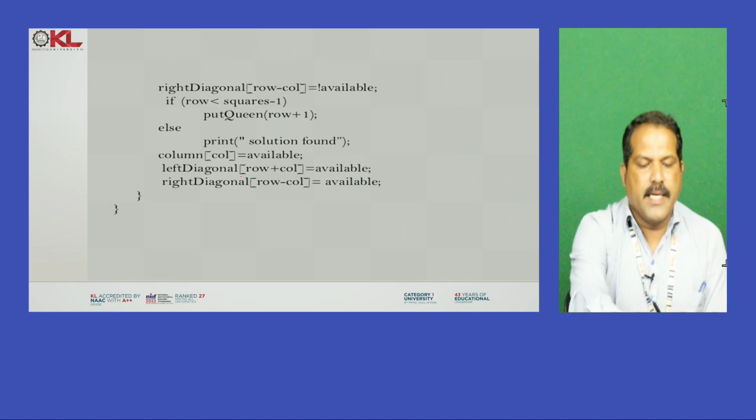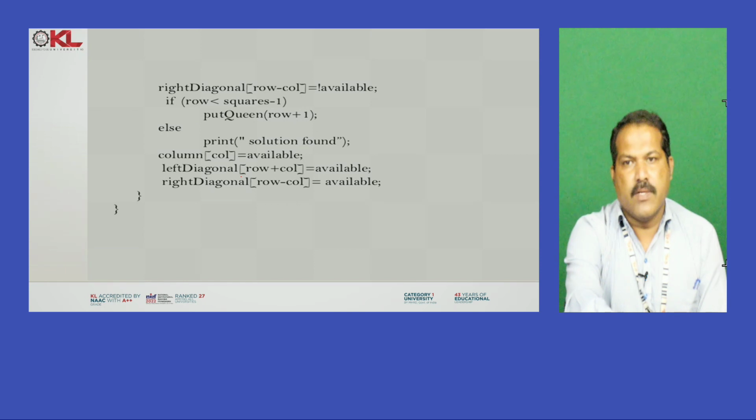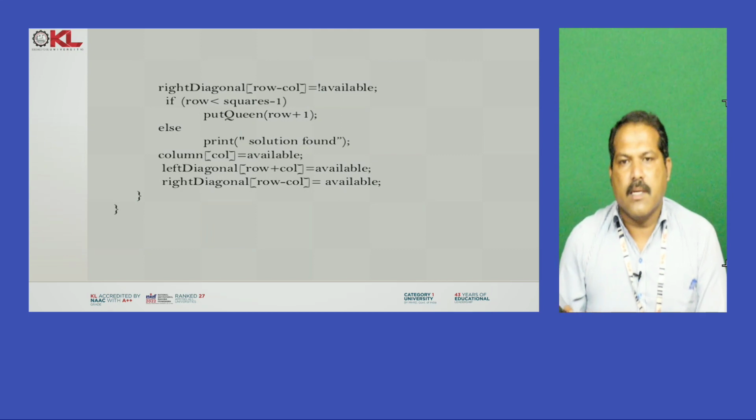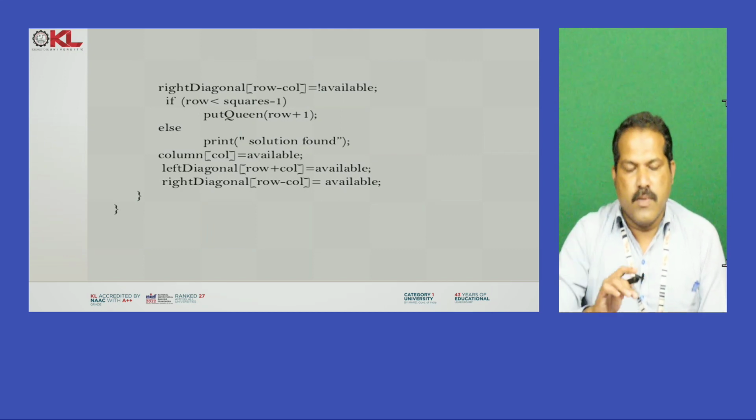So first one is left diagonal we have seen. Next is right diagonal you have to see. Right diagonal is row minus column is not equal to available. If row less than square minus 1, put queen row plus 1. Next thing is print the solution found, when the queen is available in the column. So you have to check this left diagonal and right diagonal.